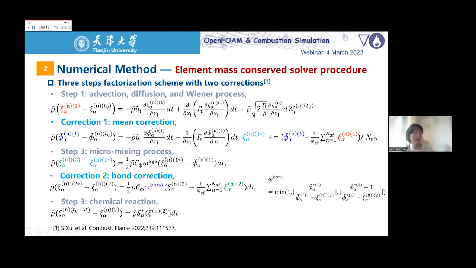And then you do the macro mixing process like before, but this macro mixing may also introduce some error, because when the turbulence is very strong, the mixture fraction from the stochastic field can be below zero or up to one. So you need to give a bound correction to make sure the mixture fraction is within the physical limit. And then in the third step, you continue to do the chemical reaction. In this process, you can make sure the element mass fraction is conserved. The more detailed validation and case studies can be found in Xu's paper.